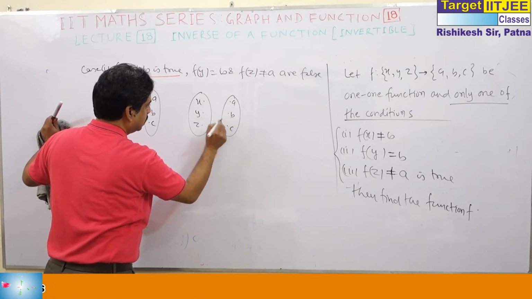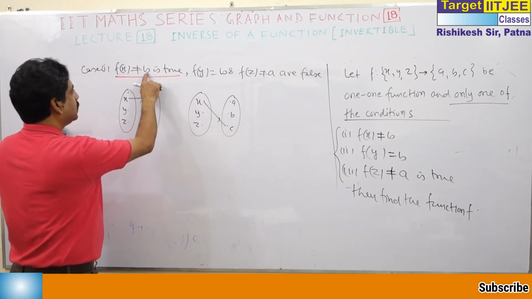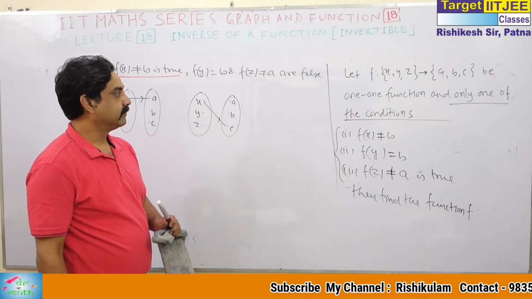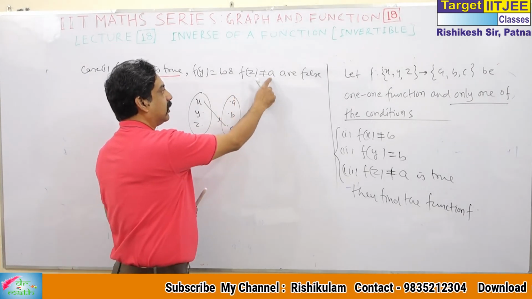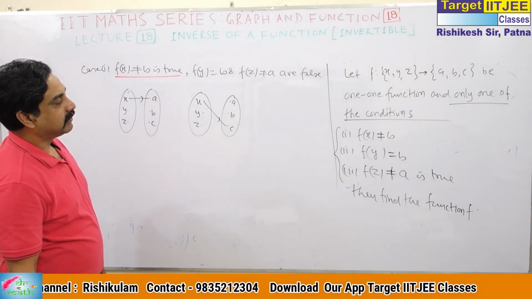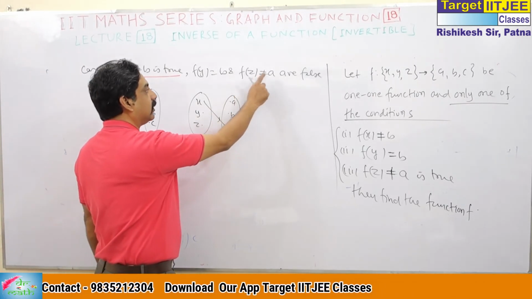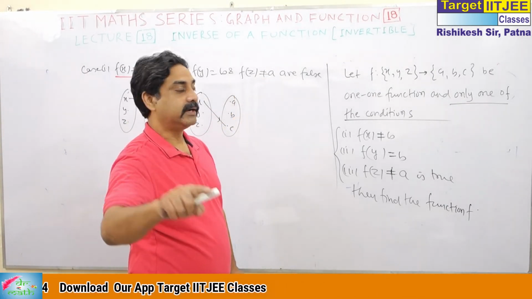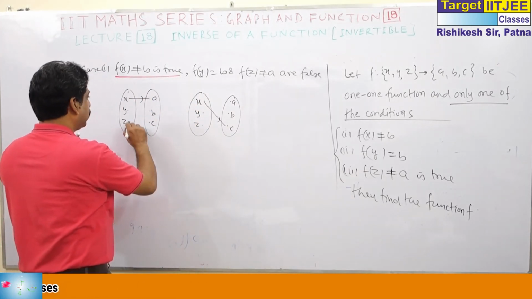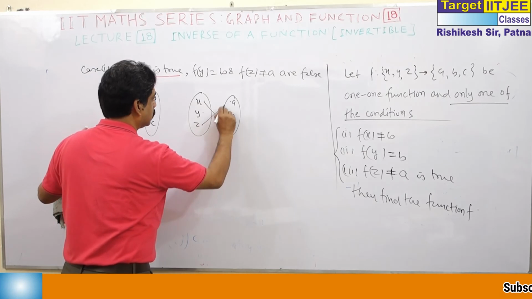Either x goes to c. If this is not true, what is true? Either x goes to a or x goes to b. fz not equal to a is false. fz not equal to a is false means fz is equal to a is true.